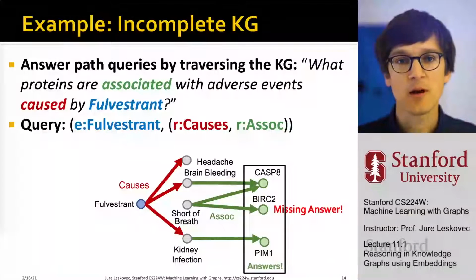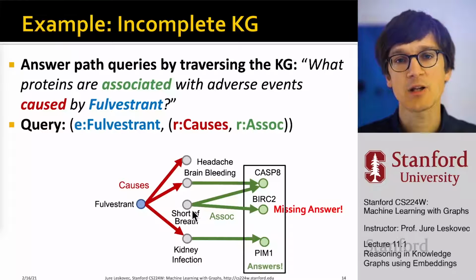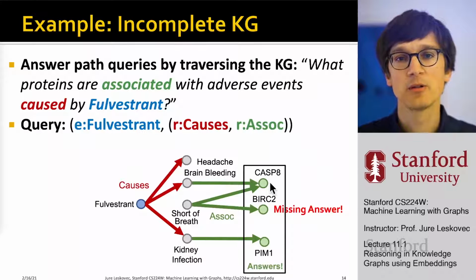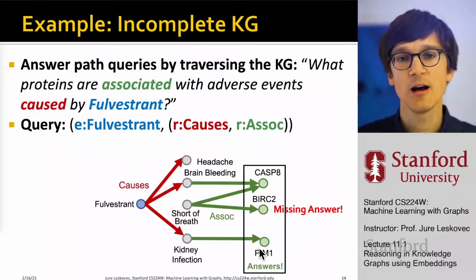To give you an example, if I'm missing a relationship, perhaps because it's not yet known that fulvestrant also causes shortness of breath, then if I'm not able to traverse this edge, there is no way for me to discover that BRCA2, the protein, is actually an answer to my query. I would be able to say that CASP8 is an answer because I go over brain bleeding to get to it. I know that PIM1 is also an answer because of this path through the kidney infection, but there is no way for me to find out that this BRCA2 protein is also the answer to my query.